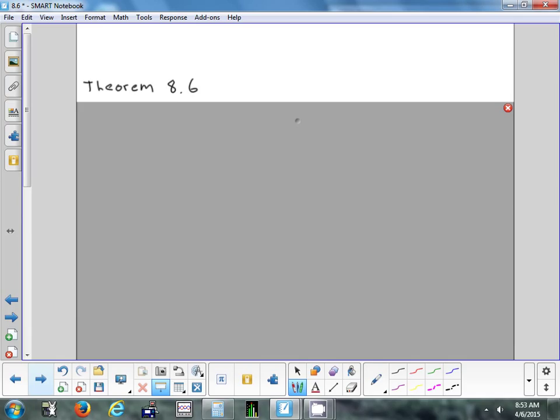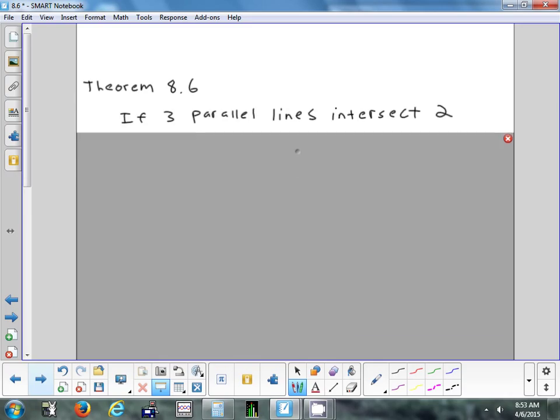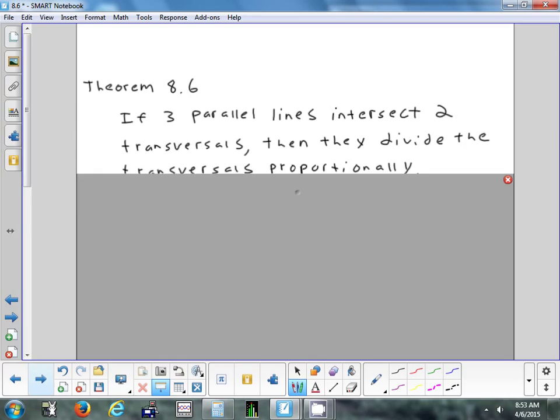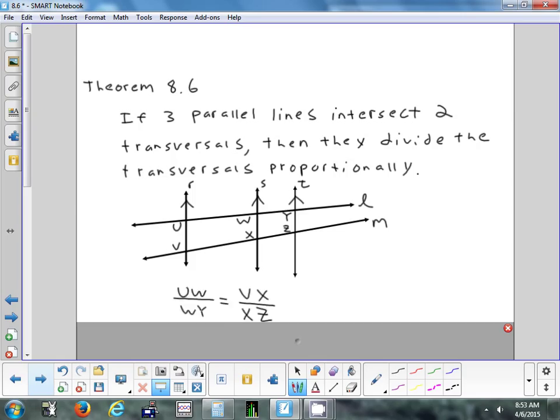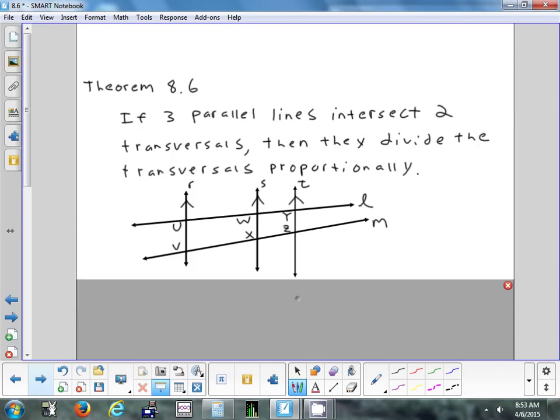All right, you guys have been looking at two parallel lines or two lines cut by a transversal. Okay, I think you're ready to step it up. I think you're big boys and girls now. We can look at three lines cut by two transversals. All right, so if you have three parallel lines and there's two transversals crossing them, it divides the segments or divides the transversals proportionally. All right, so a picture really helps here.